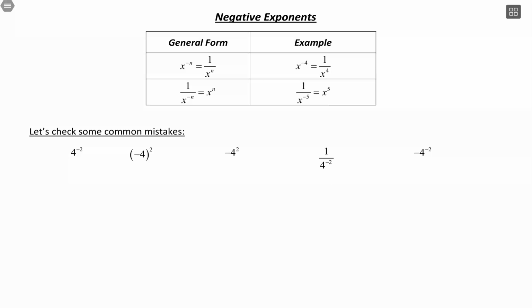Let's take a look at negative exponents. What I like to think of with negative exponents is that it's just telling you how to move. It's telling you movement from numerator to denominator or denominator to numerator. Basically, you switch location depending on where the value starts.